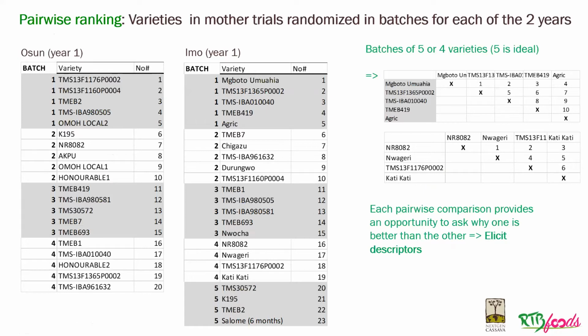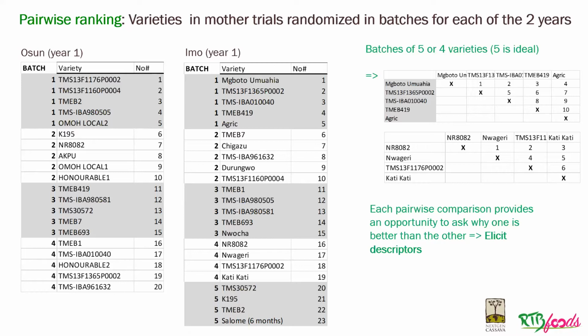So now how we did pairwise ranking. For varieties from the mother trials, we randomized those 20 and 23 varieties into batches of 5, because pairwise ranking with more than 5 varieties is a kind of issue for people. So we harvested in batches. For example, if we take Osun here, we harvested batch 1, and then after that batch 2, batch 3, and batch 4.